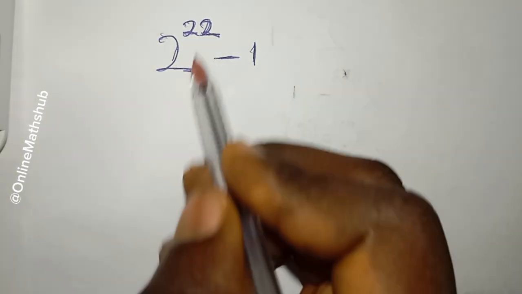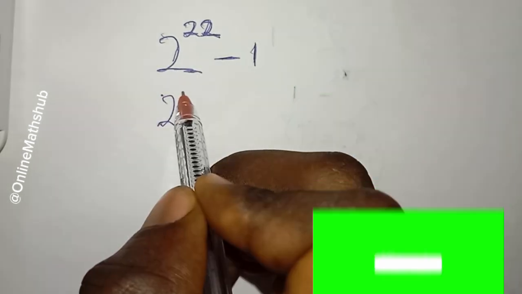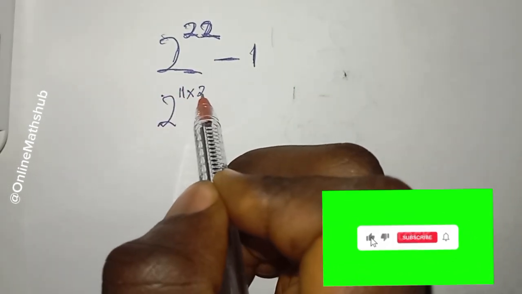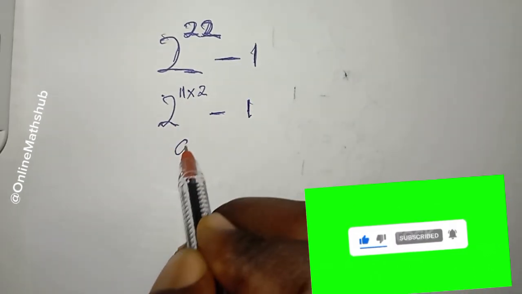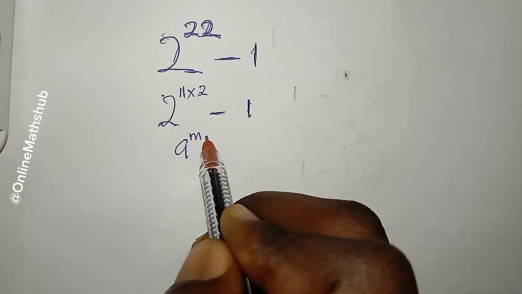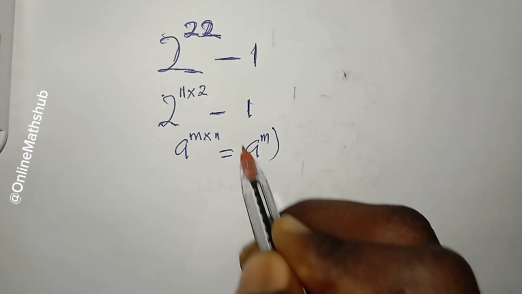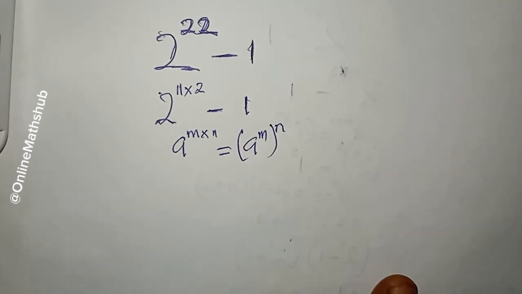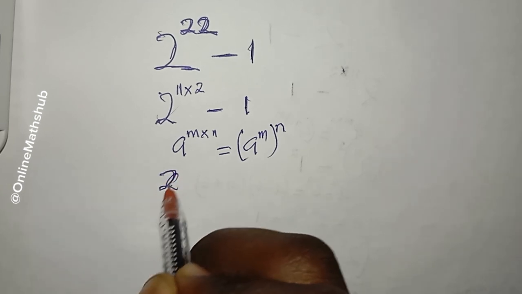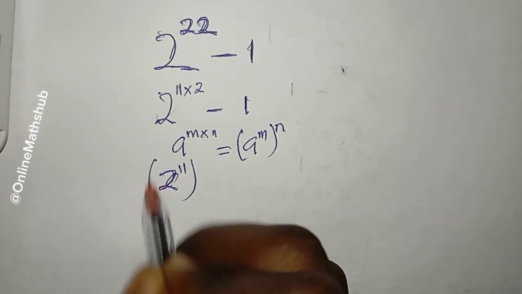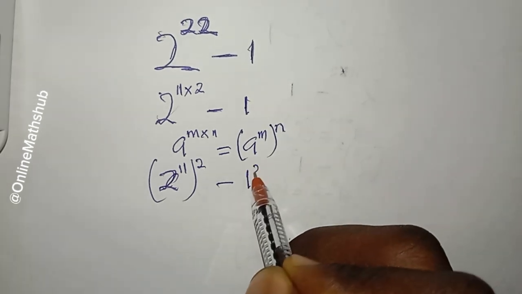Moving on, I am actually going to write this 2 power 22 as 2 power, and I can write this 22 as 11 multiplied by 2, and then of course minus 1. If you remember, when you have a power m multiplied by n, you can write this as a power m and then all bracket n. So what we now have is 2 power 11 and all bracket 2 minus 1. I can write 1 as 1 power 2.